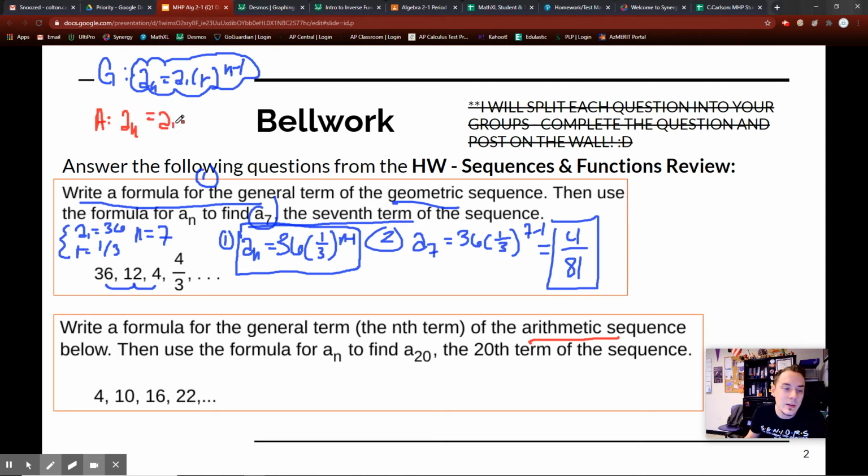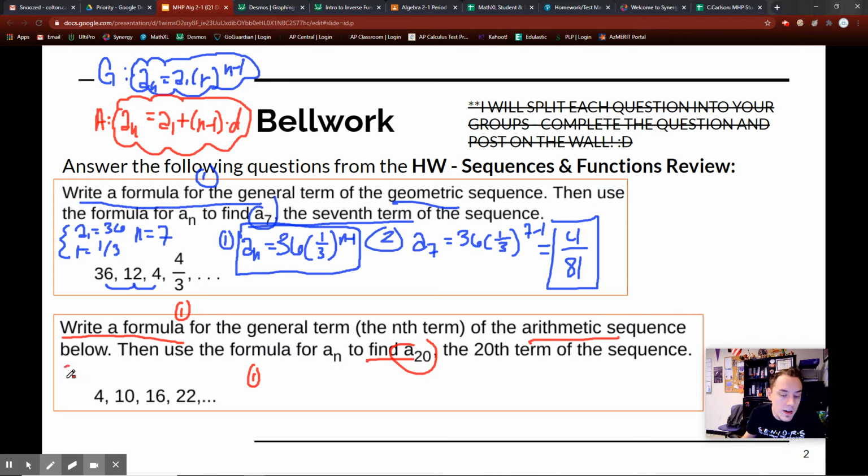a sub n equals a sub 1 plus n minus 1 in parentheses times d. That is my explicit term for my arithmetic sequence. First things first, write the formula. That's what we want to do. And then after that, we want to find a sub 20.